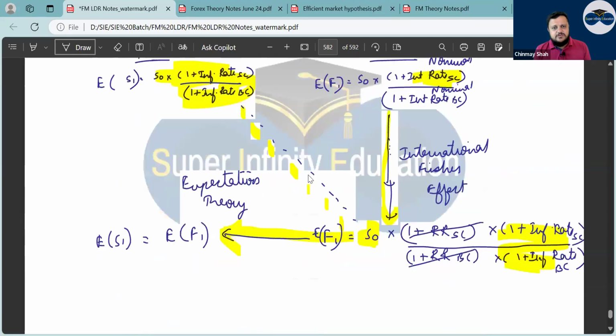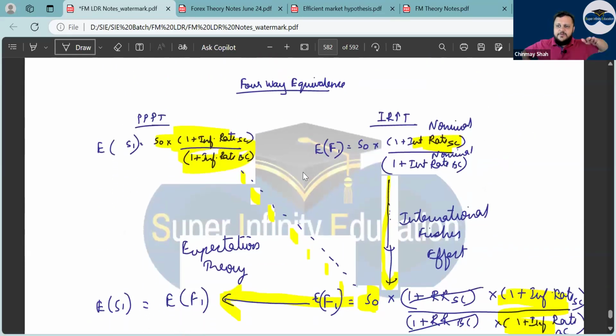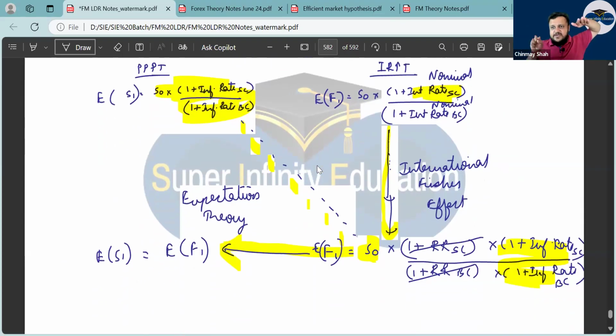Then I think four-way equivalence. You have triple PT, IRPT, right, with the international Fisher effect, correct? You break down this interest rate into two parts: the base rate, that is the real rate, and inflation. Real rate and inflation together give you the nominal interest rate. Consider this as the nominal interest rate, because obviously it will be the nominal interest rate, correct?